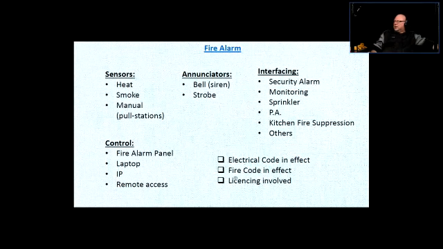Okay. Now, electrical code in effect, fire code in effect, licensing involved, right? So the installation and functionality of fire alarms goes in association with the electrical code in effect. That means the code that applies to the area you're in. Okay? And also there's a fire code, which is basically like the electrical code, but for fire suppression systems. Right? And then licensing is involved when it comes to dealing with fire alarms.